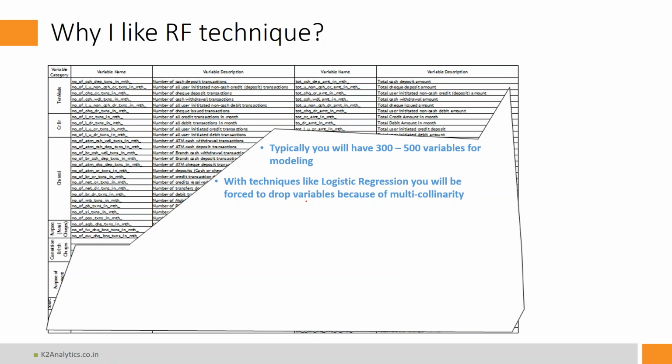if I have a variable total number of transactions, and then a variable total number of net transactions, then a variable total number of ATM transactions, and then a variable total number of mobile banking transactions, will these variables more or less be correlated with each other? They will. When you use logistic regression, which cannot handle multicollinearity, what are you going to do? You will find correlated variables, check the variance inflation factor, drop all the correlated ones, and keep only one of them.